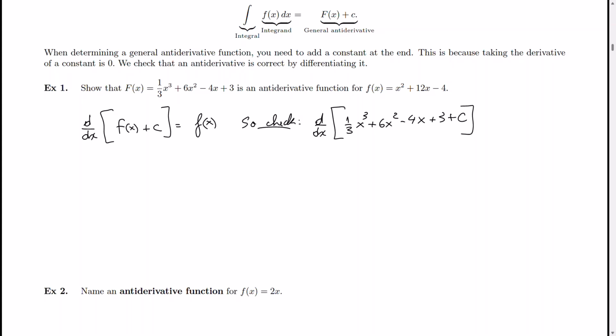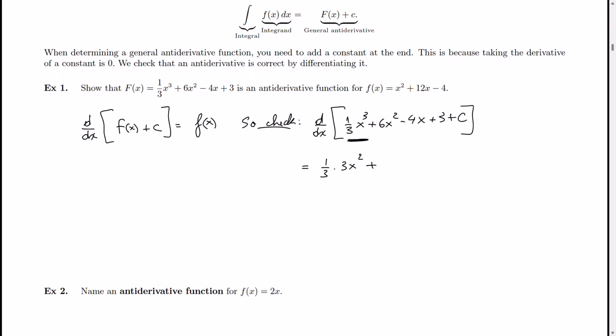So let's check what is the derivative of 1/3 x cubed. According to our derivative rules, the 1/3 is just going to hang out. The derivative of x cubed is going to be 3x squared. This is the standard procedure that we learned in the previous chapters.